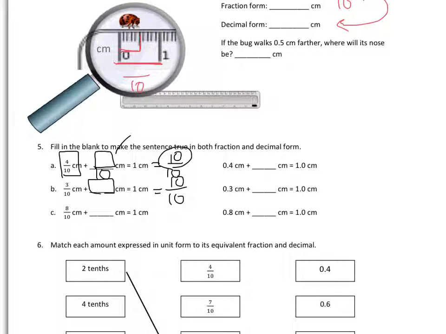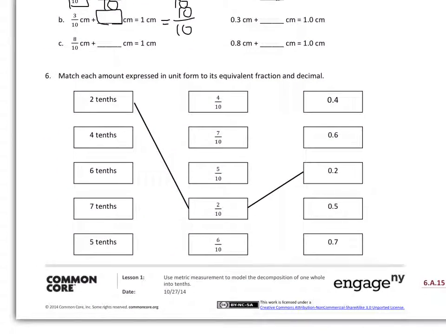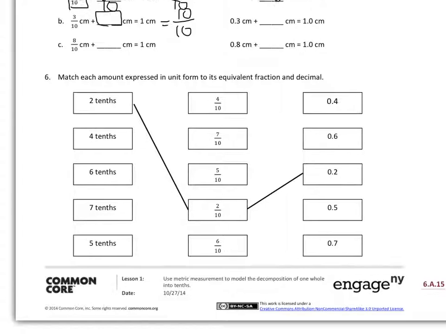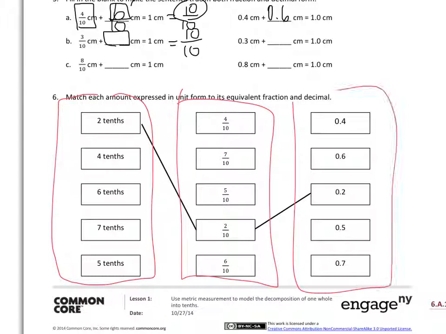Once they've done that, this is the matching problem with decimals. So for instance, on the first one, if they figured out that this is 6/10, they know that this should also be 0.6. So it's a way for students to make that connection between fraction and decimal form. And then on the bottom one, they're simply matching the unit form, which you see in this first column, to the fraction form in the middle column, to its equivalent decimal. The first one they did for them, 2 tenths is the same as the fraction 2/10, which is the same as the decimal 0.2.